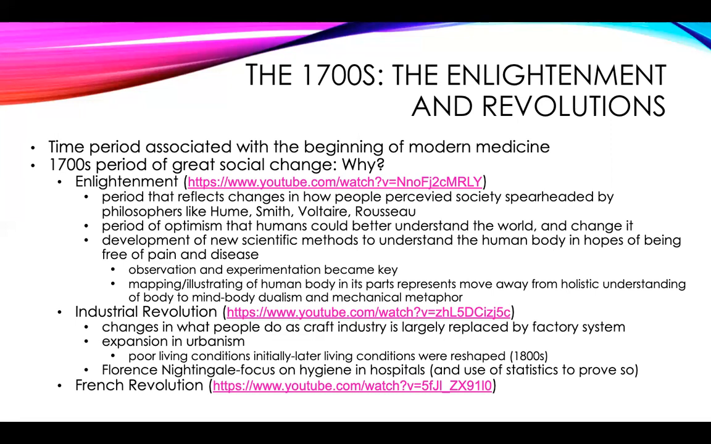Now, if the Enlightenment was a change in what people thought, then the Industrial Revolution reflected a change in what people do, because this is where we see a transition from people largely working on farms or in craft industries, meaning you had some small craftspeople that were making boots and making horseshoes and baking bread.